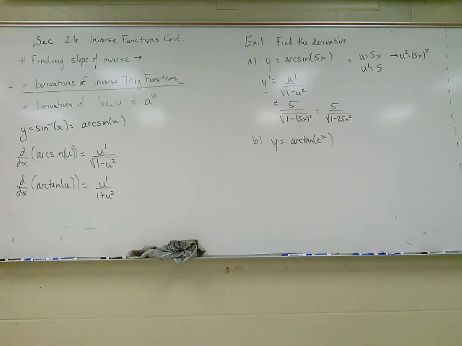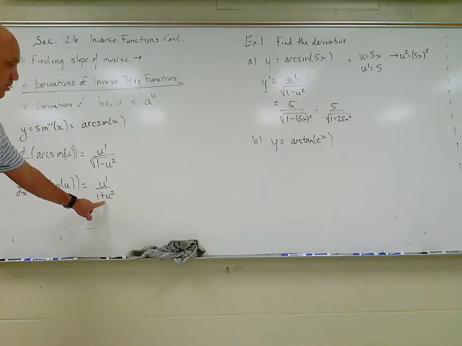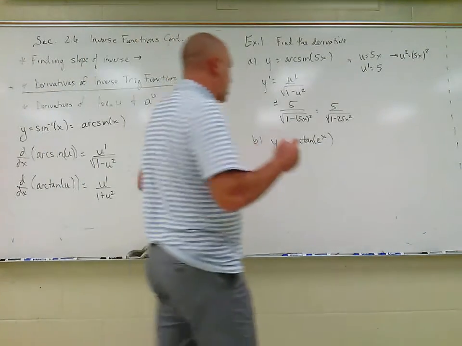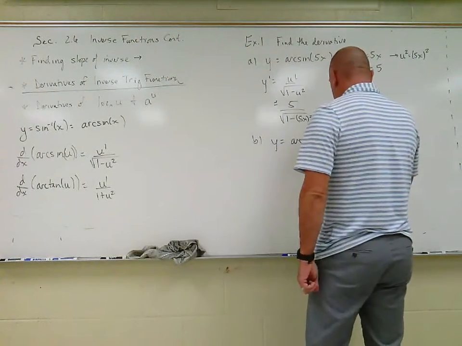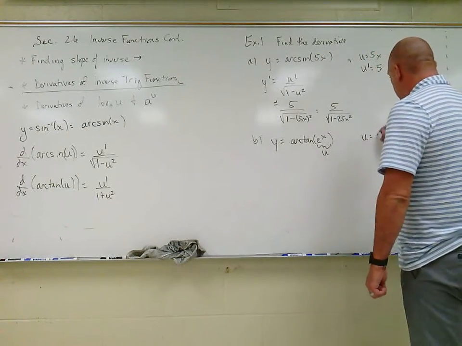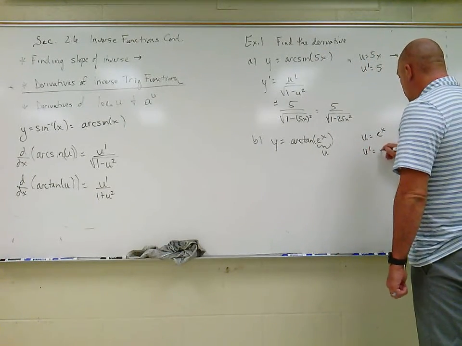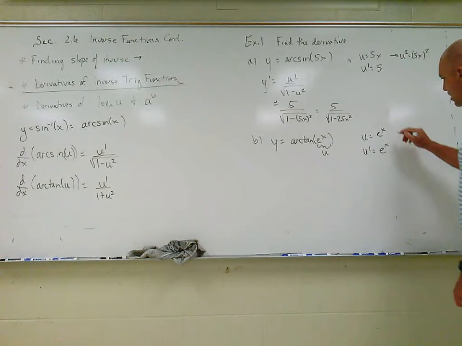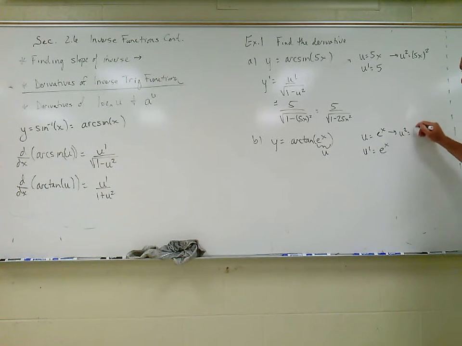Again, on all of these, you just need to figure out, label your u, find your u prime, and then square u, and that's it. As you can see in the formula, you just need to get u prime and then square u. So on this problem, e to the x is my u. So I know u is e to the x, so u prime is also e to the x. And then I've got to find u squared. So u squared is e to the x quantity squared, which is e to the 2x, not e to the x squared. Okay?